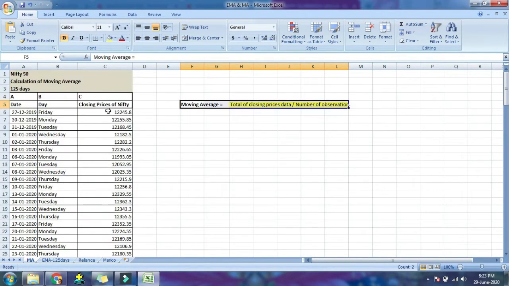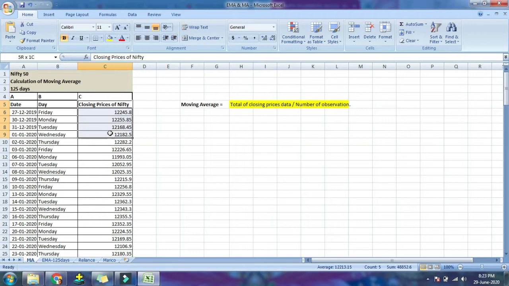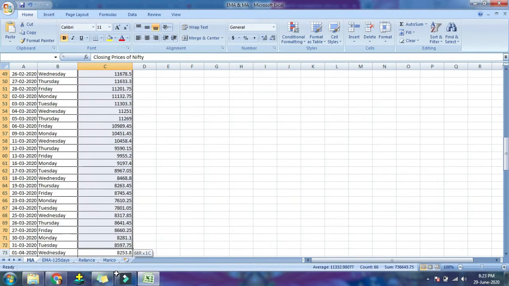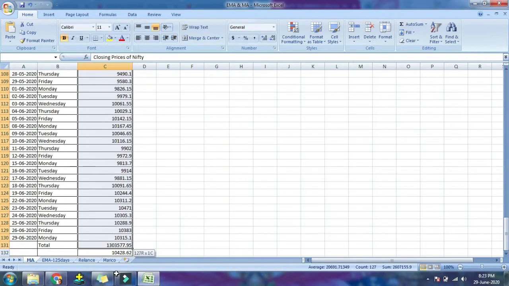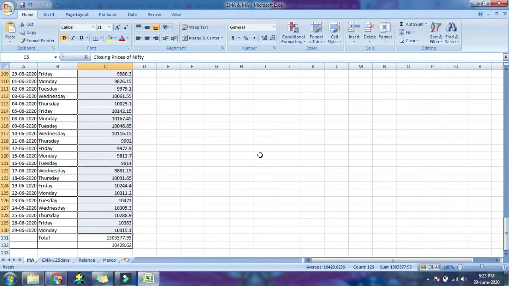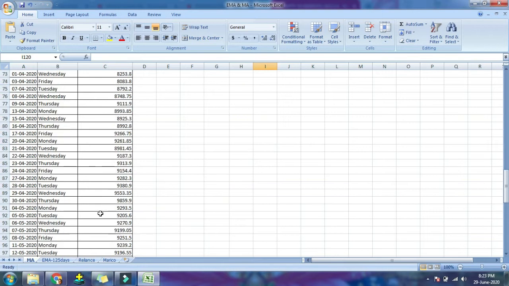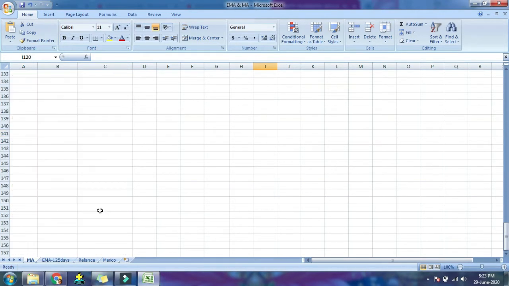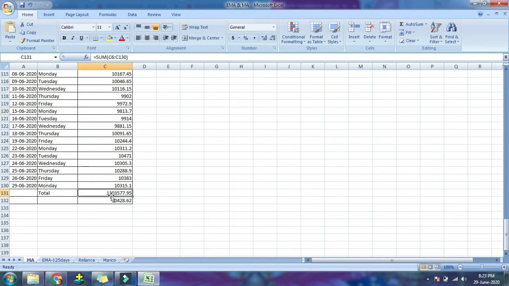Starting with the moving average, as the formula said, we need closing price data. I have extracted the same from the NSE website. You can easily find the data on many websites like Money Control or the company's website itself. Now look at Nifty 50. Here I have inserted some formulas. I have inserted the formula of sum and then simply divided the total by the number of observations, that is 125.